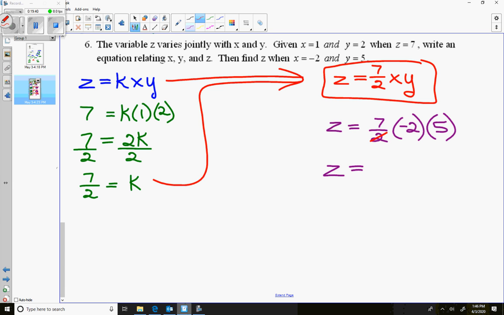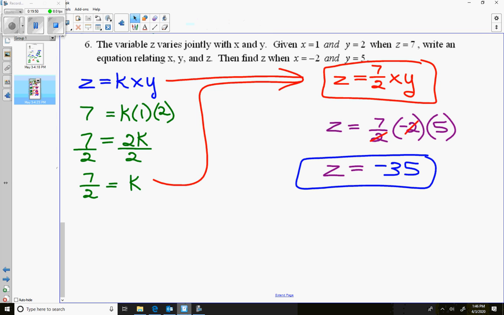And the 2 on top and the 2 on bottom cancel, leaving just the negative there. 7 times 5 is 35. So we get z equals -35. And that is our answer to the second question. And that is this lesson.